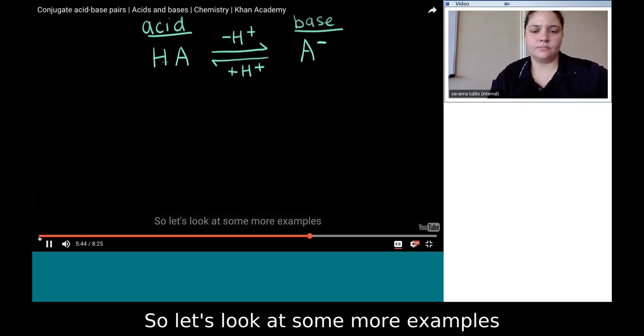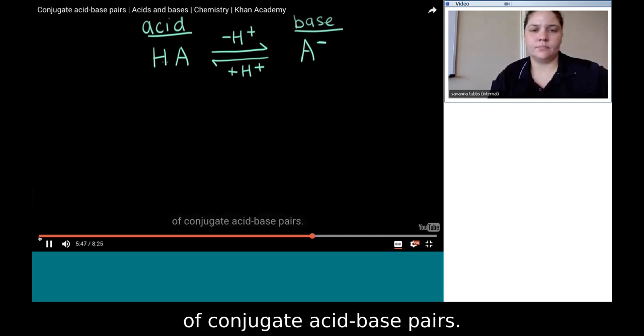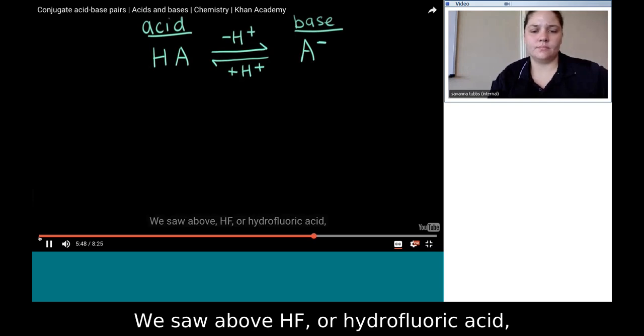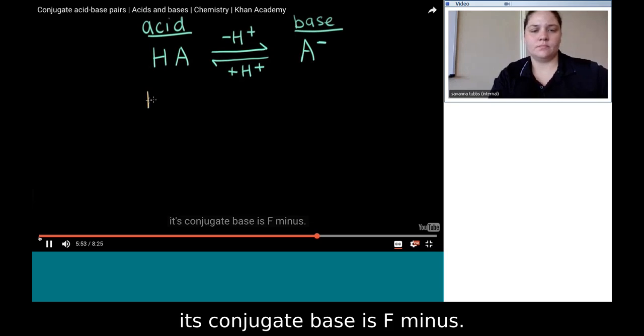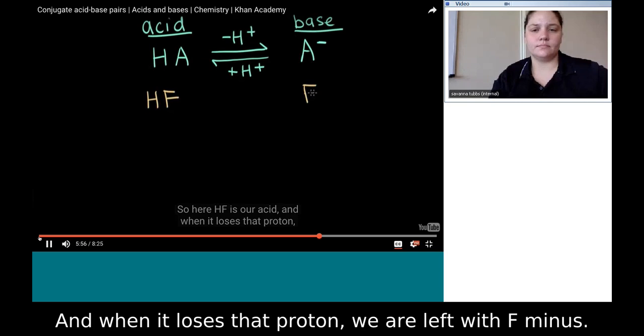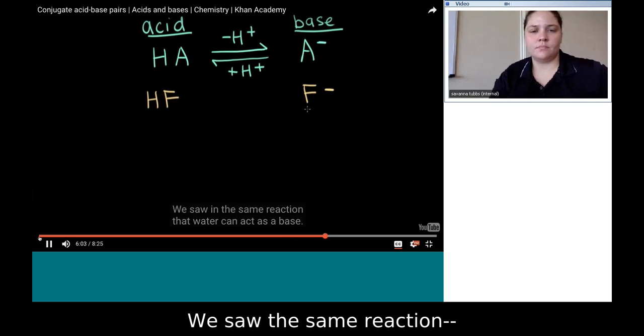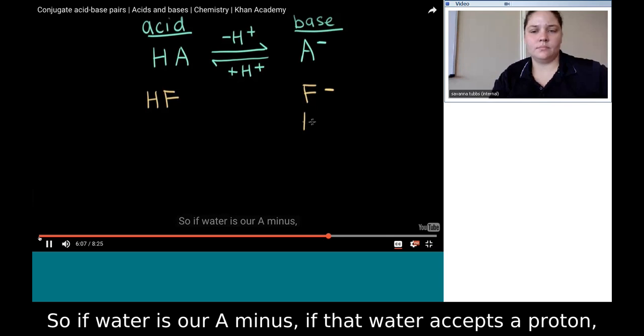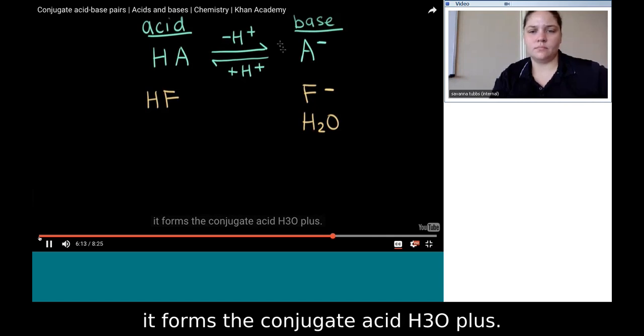Let's look at some more examples of conjugate acid-base pairs. We saw above that for HF, or hydrofluoric acid, its conjugate base is F minus. Here, HF is our acid, and when it loses that proton, we are left with F minus. We saw in the same reaction that water can act as a base. So if water is our A minus, and it accepts a proton, it forms the conjugate acid H3O plus.